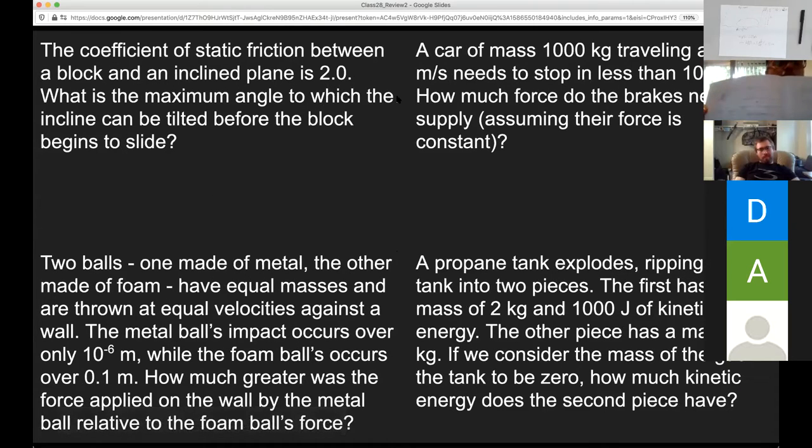Before you get there, you're talking about this problem. The coefficient of static friction between a block and an inclined plane is 2.0. What's the maximum angle to which the incline can be tilted before the block begins to slide?